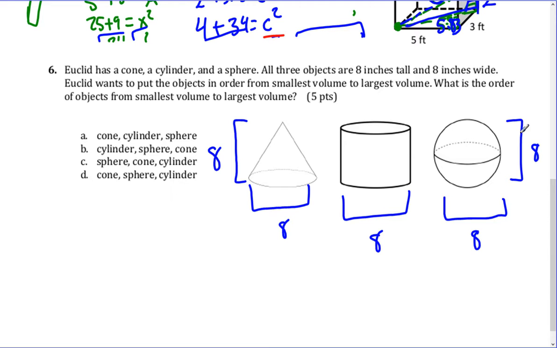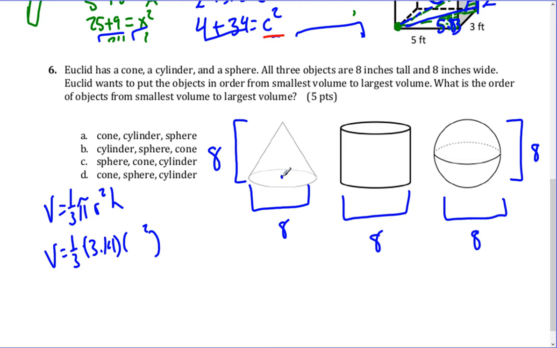So I guess we start with the cone. Volume formula for a cone is V equals 1/3 pi r squared h. We did that earlier. So 1/3 times 3.14 times the radius squared times the height. For my cone, my radius goes from the center of the circle to the outside, which is half of this distance. If the whole way across is 8, then half of it is 4. My height is 8. So the height of all of these is 8.